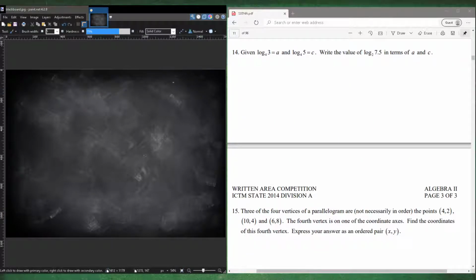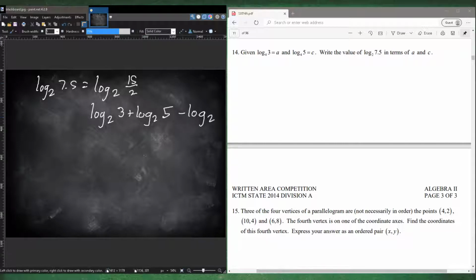Number 14. Given that log base 4 of 3 equals A and log base 4 of 5 equals C, write the value of log base 2 of 7.5 in terms of A and C. So log base 2 of 7.5 is the same thing as log base 2 of 15 over 2. 15 divided by 2 is 7.5, right? Which you can also rewrite as log base 2 of 3 plus log base 2 of 5, because 3 times 5 is 15. That's just log rules. Minus log base 2 of 2, right? When you divide you subtract, when you multiply you add.